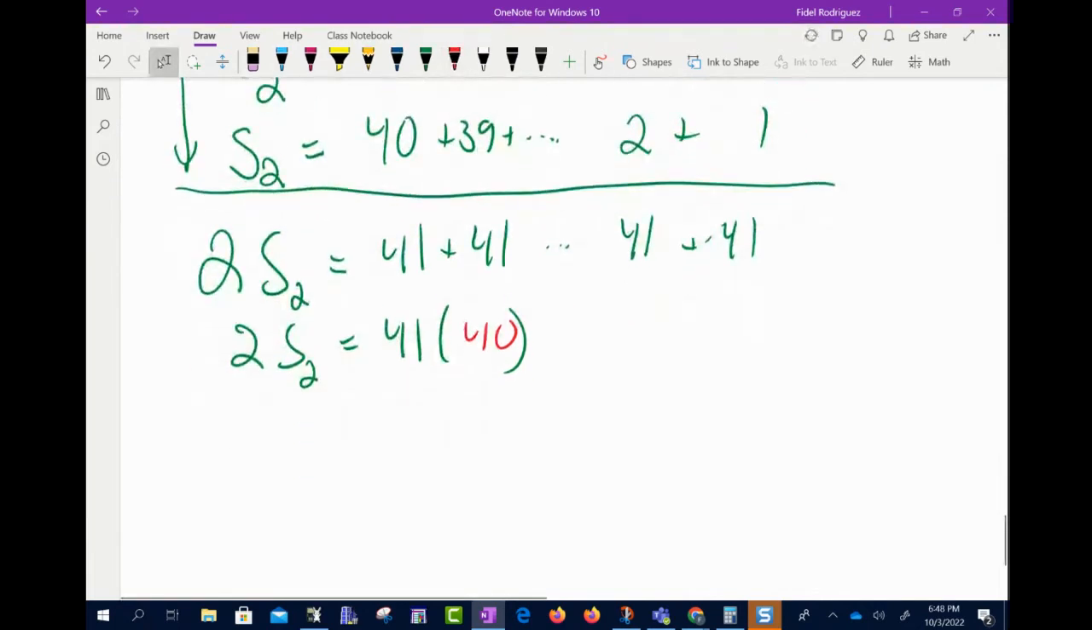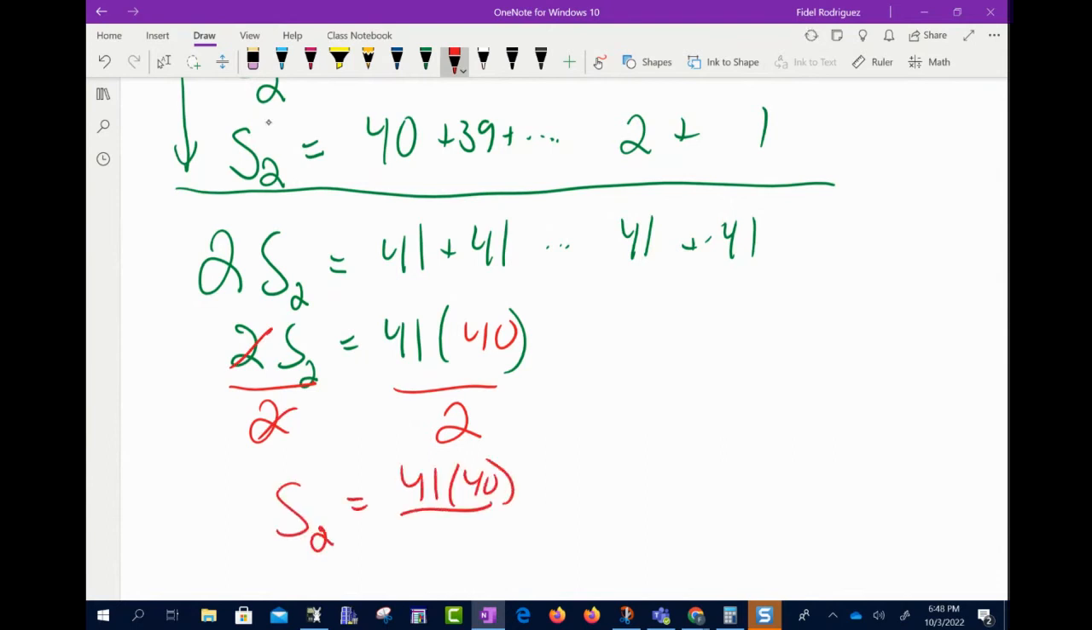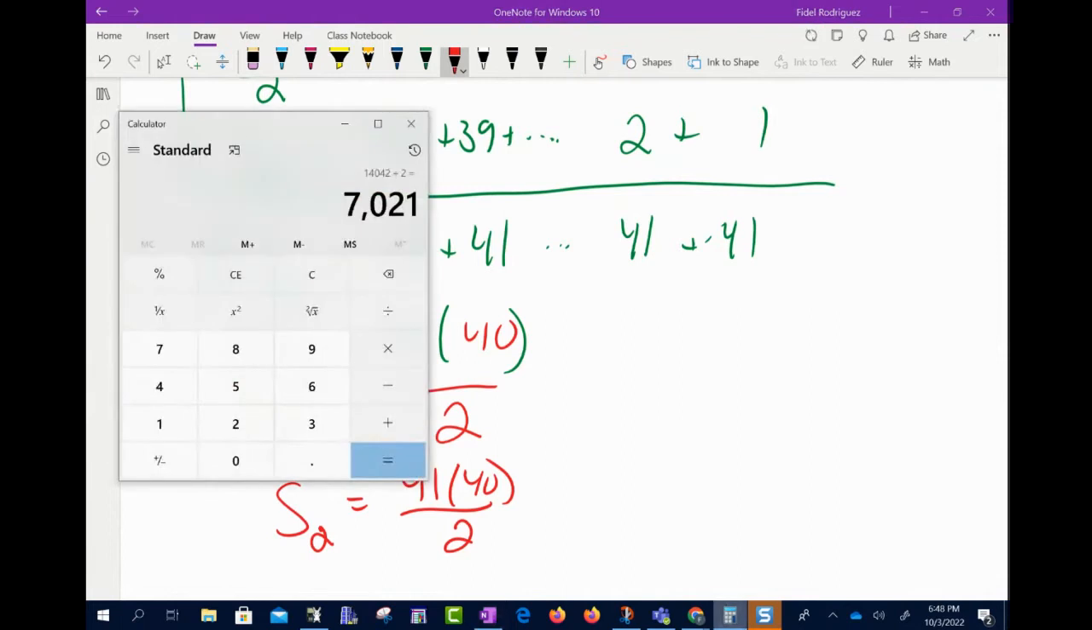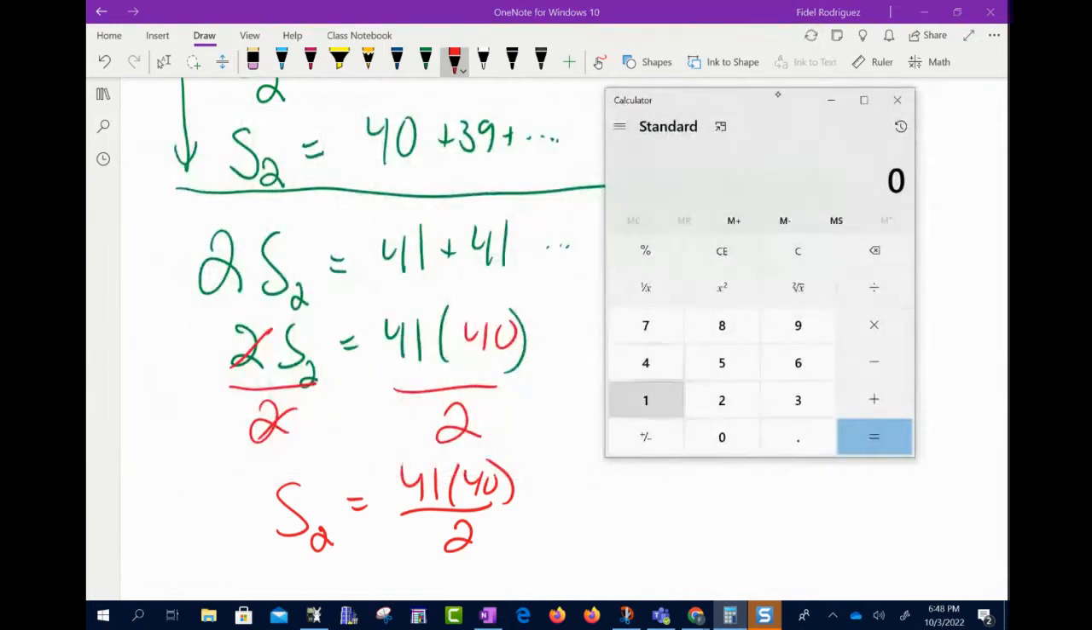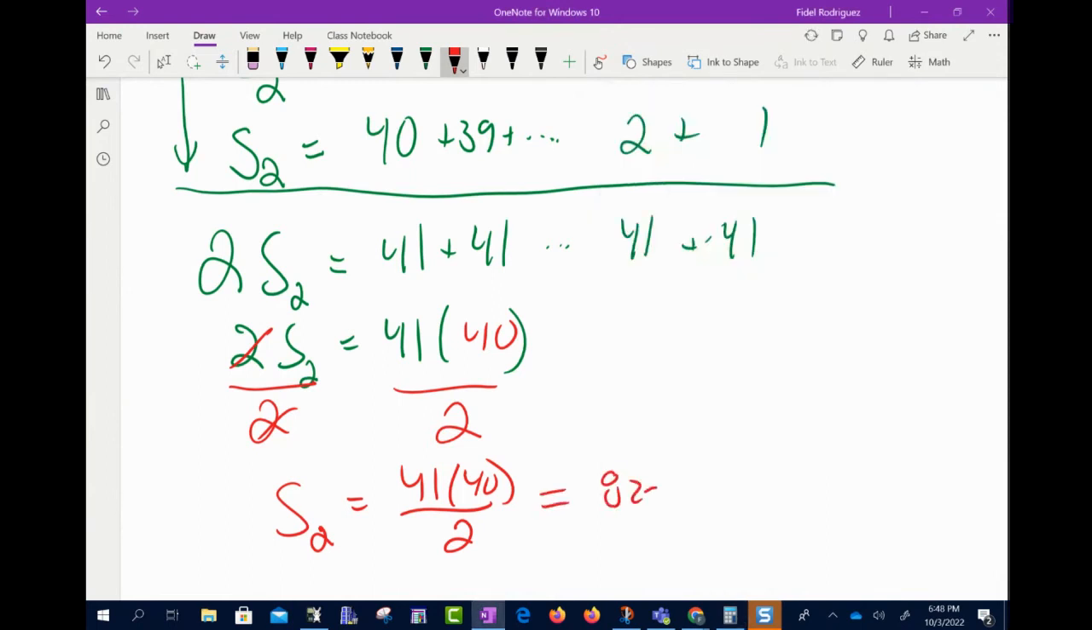So in order for me to solve for sum 2, I can just divide everything here by 2. So sum 2 is going to be 41 times 40 divided by 2. And I'll do that part on my calculator as well. So I'll say, look, what's 40 times 41 and divide it by 2? And I'm coming up with 820.